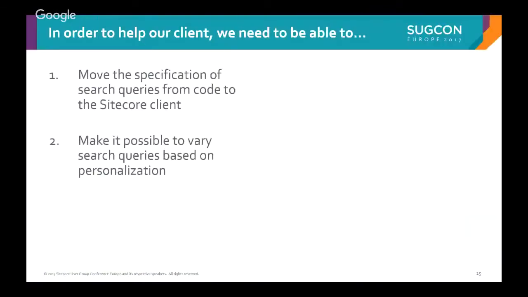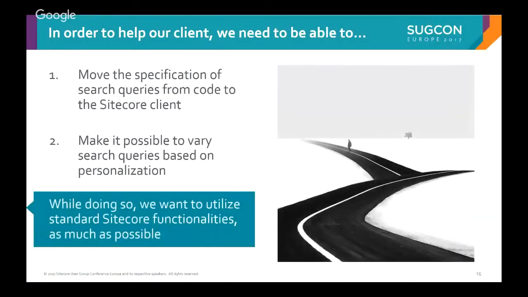So in order to help our client, there are a couple of things we need to accommodate. The first thing, as I mentioned, is moving this configuration-based approach from code into a Sitecore client configuration. Then secondly, we also need to be able to vary search queries based on personalization. While doing so, we also need to make sure that we utilize as much standard functionality that ships with Sitecore as possible, so we don't have to relearn a whole new thing while using this extra set of functionality.